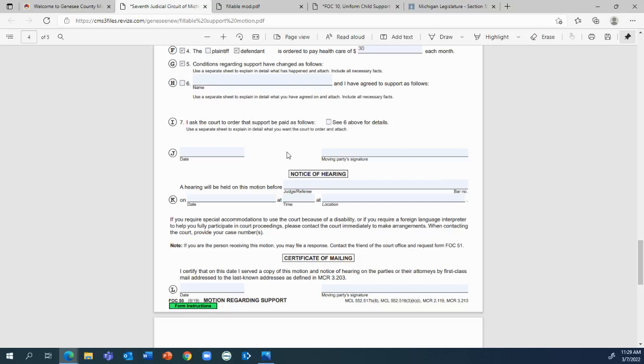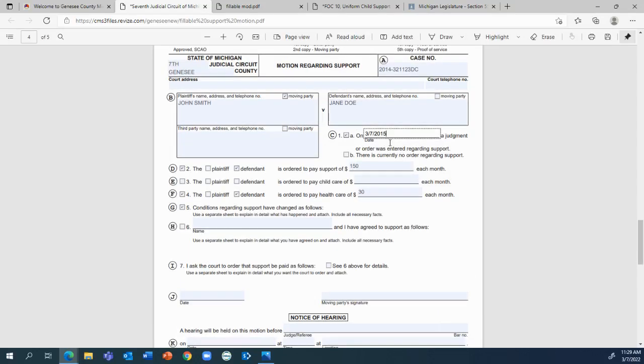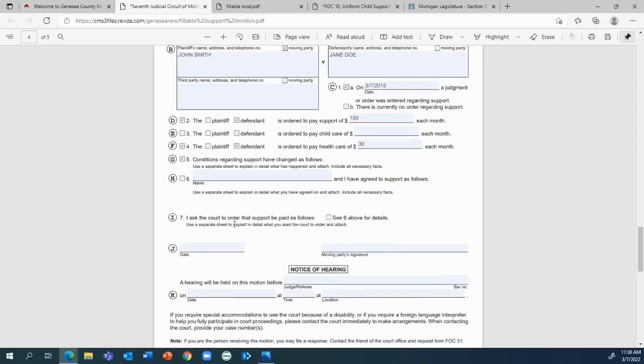So what we're going to be looking at here is, has there been a change in any of those factors since the last time that the court entered an order? So if we're saying, hey, it's been 7 years since the last time the court entered an order regarding child support, it's very likely that we've had a change in what the needs of the child are, or in the income of either of the parties. So that's the sort of information that you might want to put on your additional page.